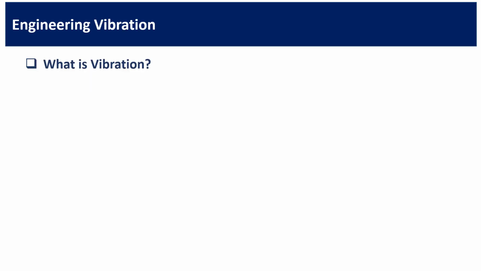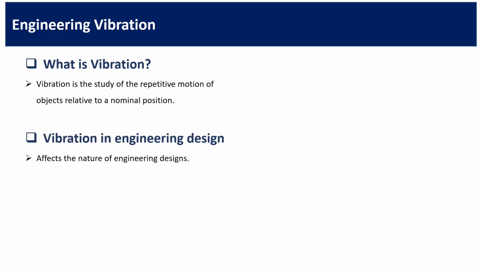What is vibration? Vibration is the study of the repetitive motion of objects relative to a stationary frame of reference or nominal position, usually equilibrium. Vibration is evident everywhere and in many cases greatly affects the nature of engineering designs. The vibrational properties of engineering devices are often limiting factors in their performance.